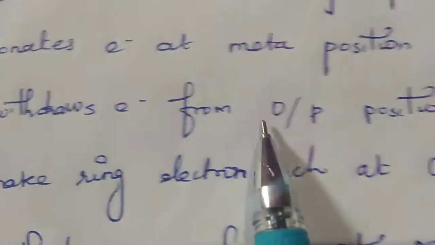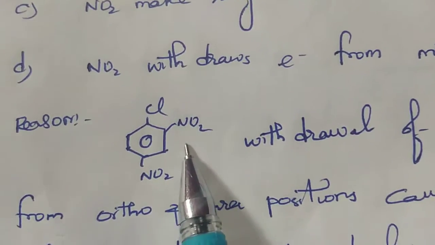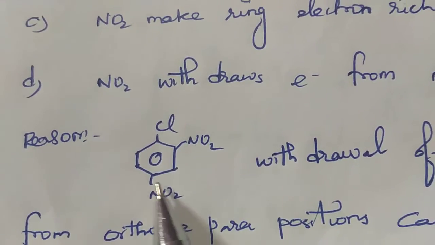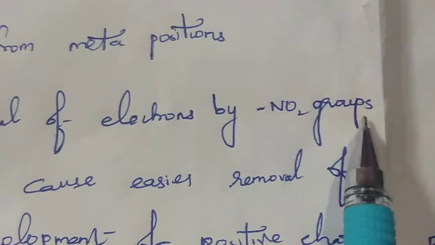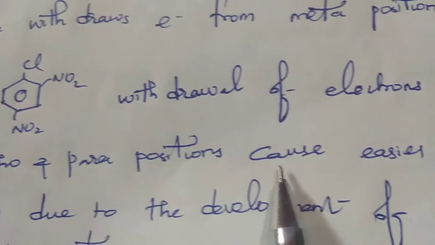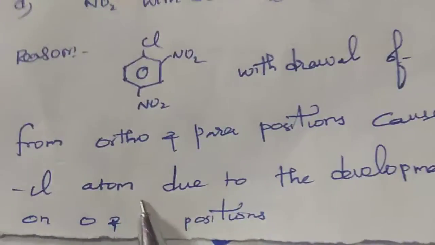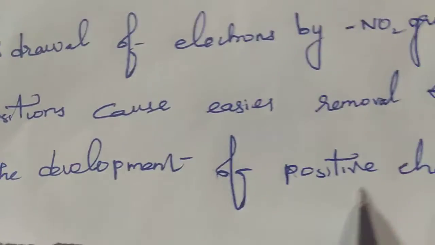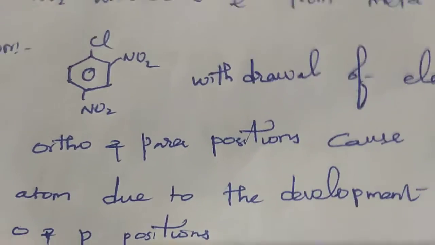Nitro withdraws electrons from ortho and para positions. The reason is, in 2,4-dinitrochlorobenzene, withdrawal of electrons by NO2 groups from ortho and para positions causes easier removal of the chlorine atom due to the development of positive charge on ortho and para positions.